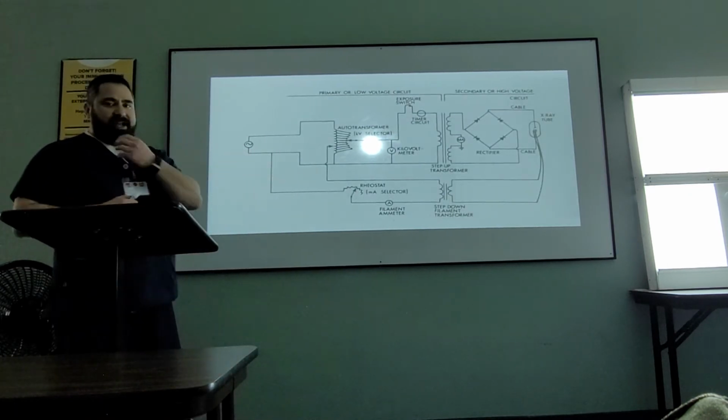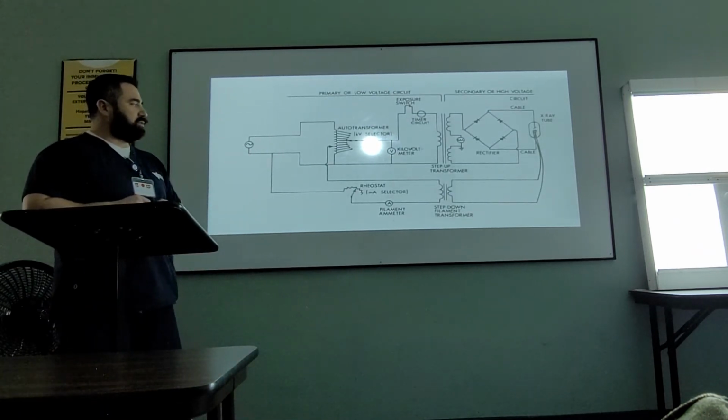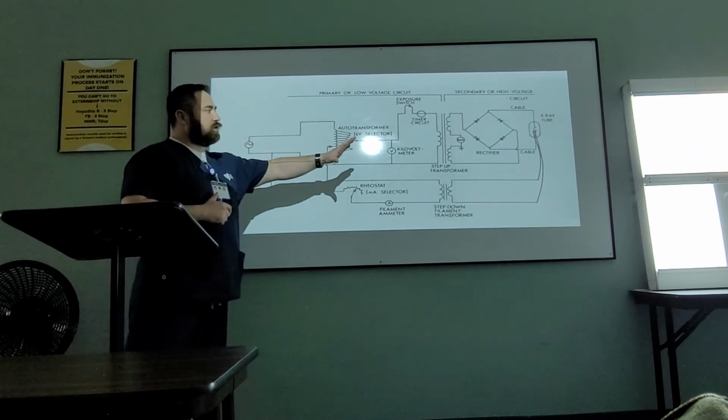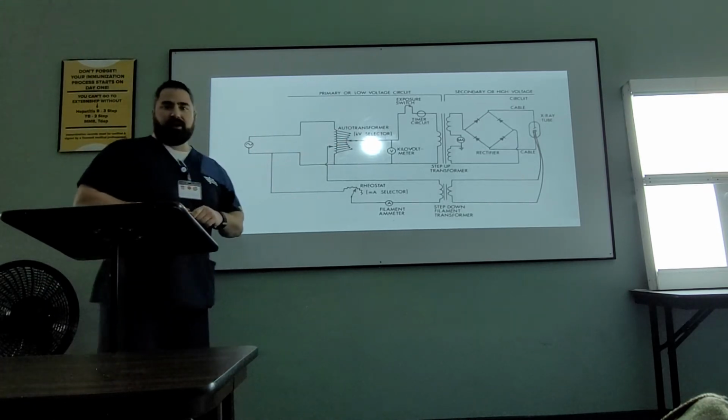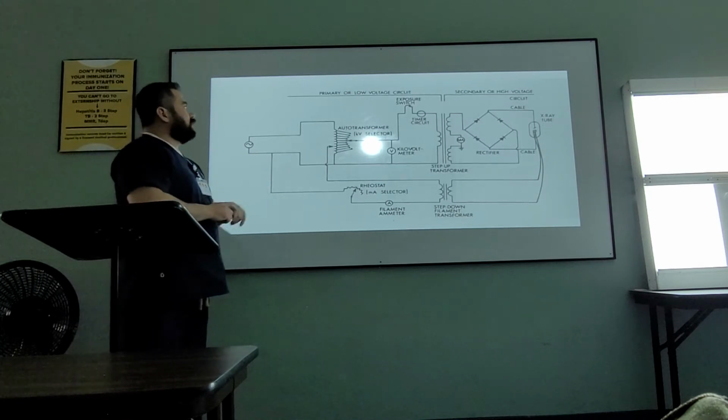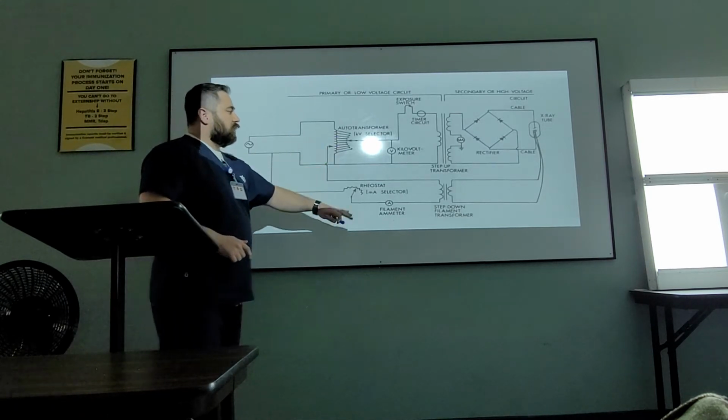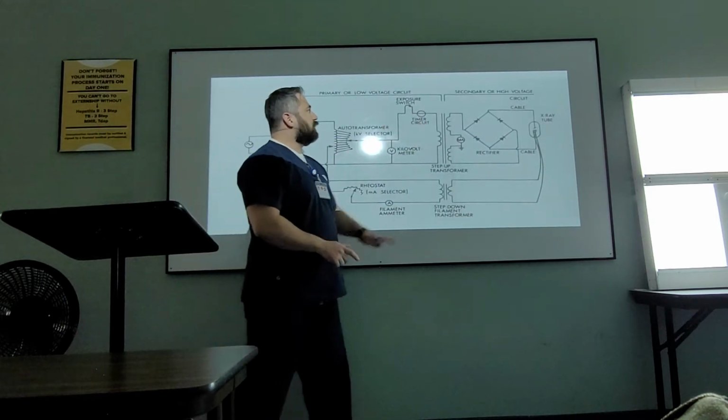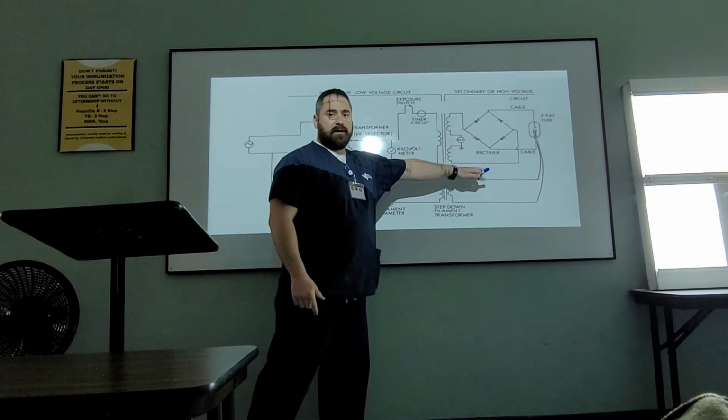All right, so here's our standard X-ray circuit. I'll start on this end and move our way down. We'll talk about each of the parts and how they work. Starting off here, we've got our primary circuit on this side, and then we have our secondary or high voltage circuit on this side.